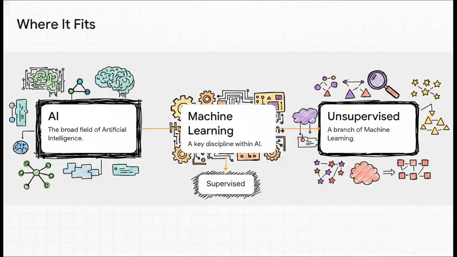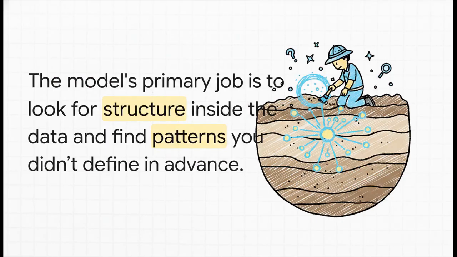So, to see where this fits in, let's just zoom out for a second. You have the huge field of artificial intelligence. Inside that, you've got machine learning. And unsupervised learning, well, it's a major branch of that, sitting right next to its more famous cousin, supervised learning. So the model's job is just fundamentally different. Its main task is to explore. It's looking for the natural structure inside the data itself. Think of it less like a student cramming for a test and more like an archaeologist in the field, digging for hidden artifacts nobody knew were there.